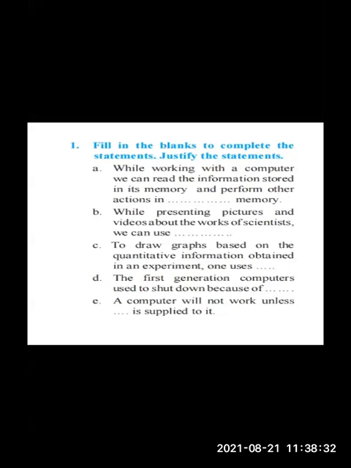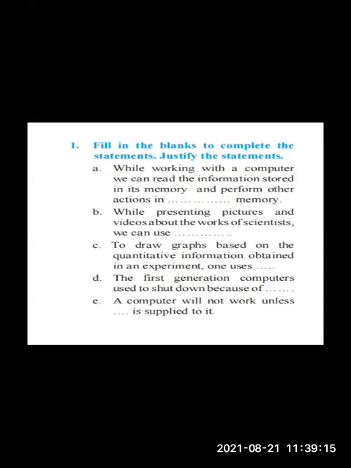Yes, Ruchi Yadav, you're right. Yes, Ayushi, you're right. Electric power or electricity: a computer will not work unless electric power is supplied to it. Now, what reason can you give for this? How can you justify your answer? Because a computer is an electronic device, and an electronic device needs electrical power, otherwise it will not work. That's why a computer needs electricity. In this way, you can justify your answer.